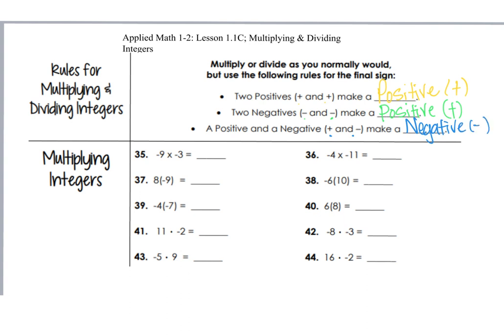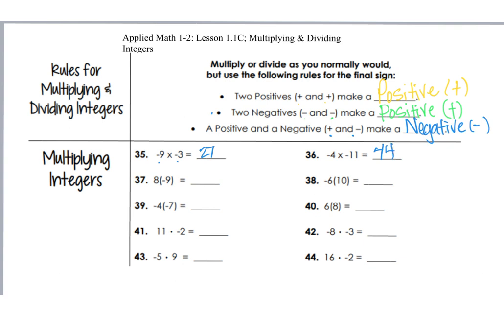So let's go ahead and practice here. Again, use your calculator, but let's know what to expect in our solution. For number 35, if I have negative 9 times negative 3, we have a negative times a negative, which is going to make a positive 27. Number 36, negative 4 times negative 11, that's two negatives again, and that's going to make a positive answer, positive 44.